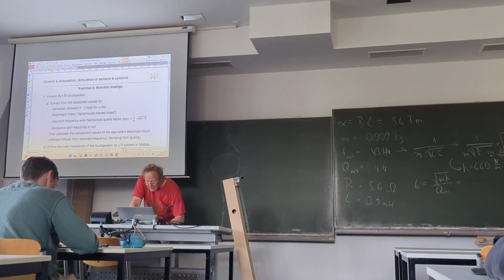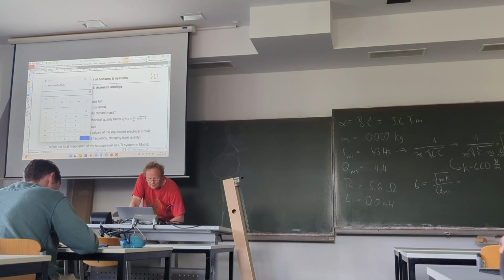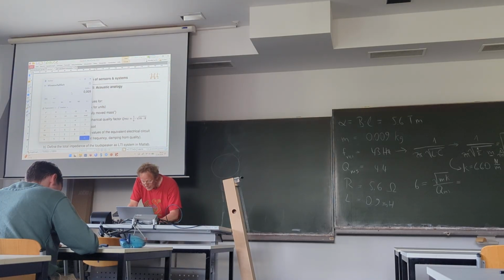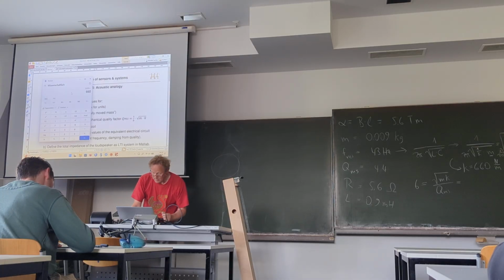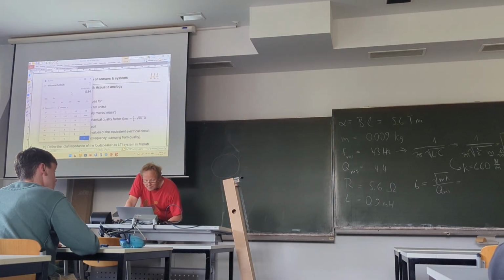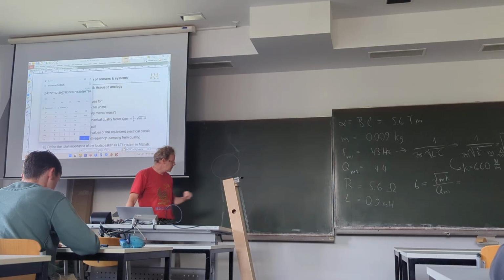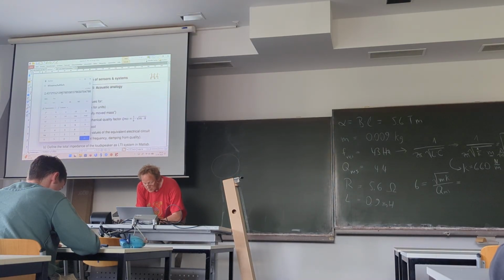Okay, and then again, let's see, the calculator tells us. So mass 0.009 kilograms, multiplied with 660 newtons per meter equals this with some unit. Then we need the square root. Okay, and we divide it by 4.4. And we get a value of 0.55, let's say 0.6, something like that.